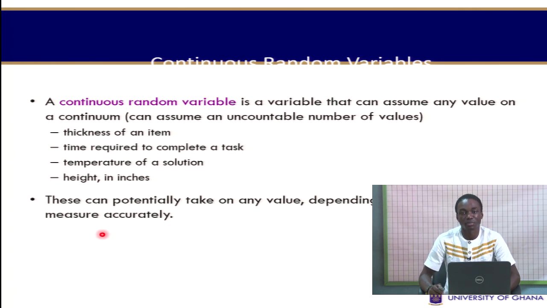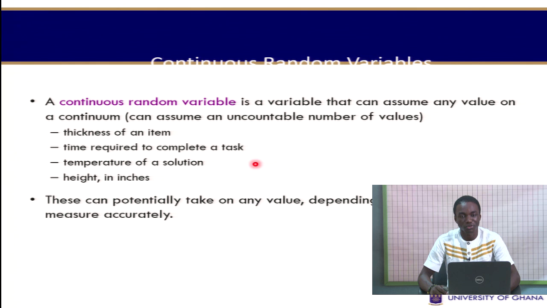For a continuous random variable, it can assume any value on a continuous scale or on a continuum. For example, the thickness of an item. Now, another easier way of seeing a continuous random variable is that they can be represented by any number at all on a continuous scale, be it rational numbers, irrational numbers, decimals, fractions, you name it. So, the thickness of an item, for instance, is a continuous random variable because we can have the thickness to be 2.5, maybe inches, or 3.0, 4.8, and so on and so forth.